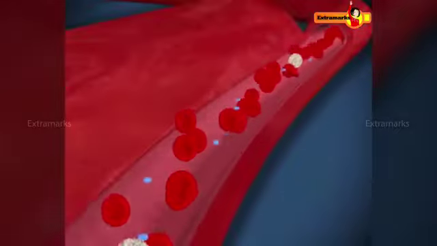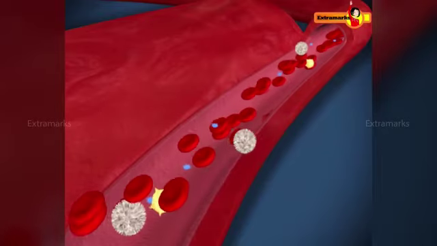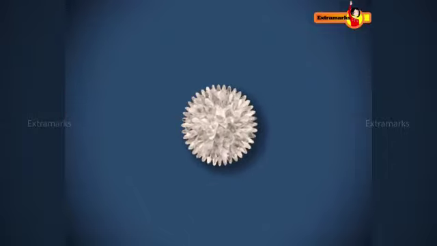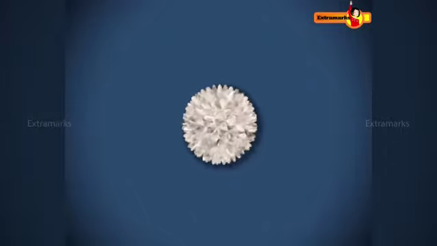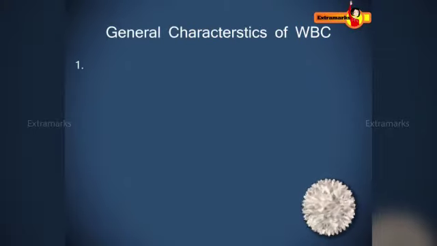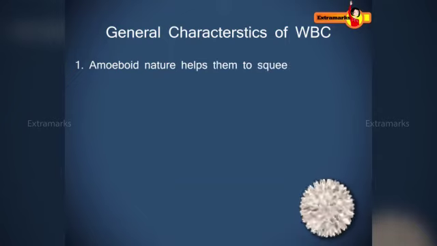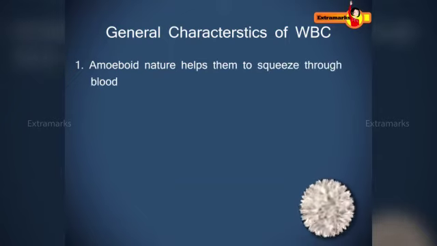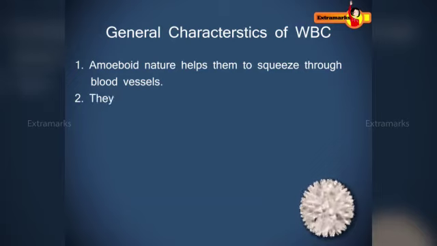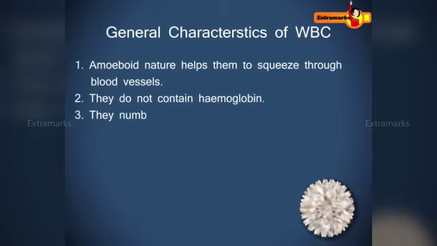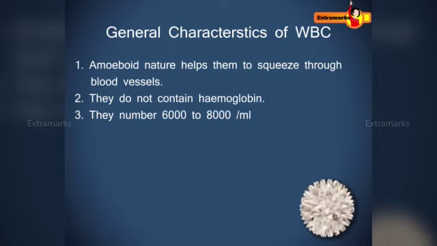The second cellular component is WBC or leukocytes. They are nucleated, have amoeboid shape, and play a significant role in the defense mechanisms of the body. The amoeboid nature of the leukocytes helps them to squeeze through the walls of the blood vessels in order to engulf bacteria. They do not contain hemoglobin. They number 6,000 to 8,000 per milliliter of blood.